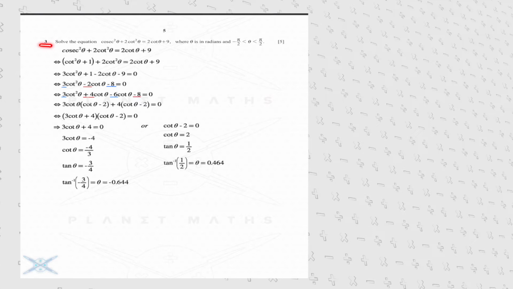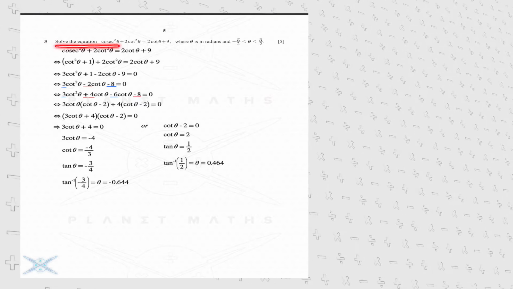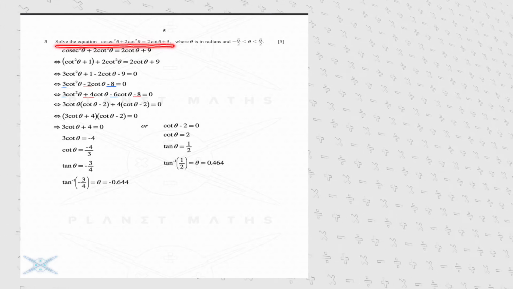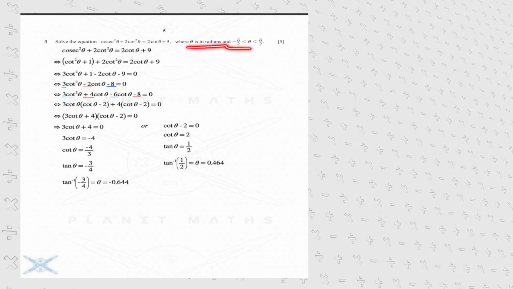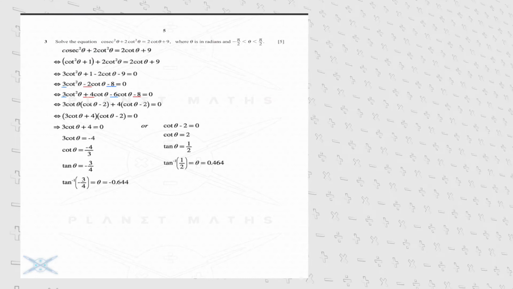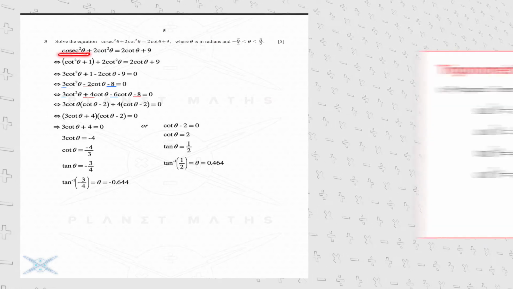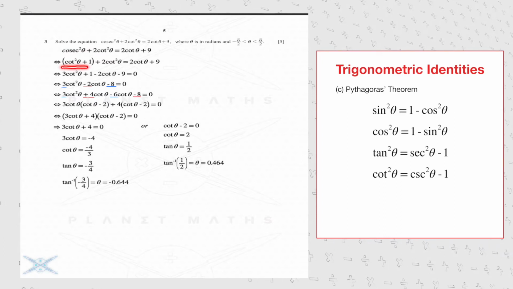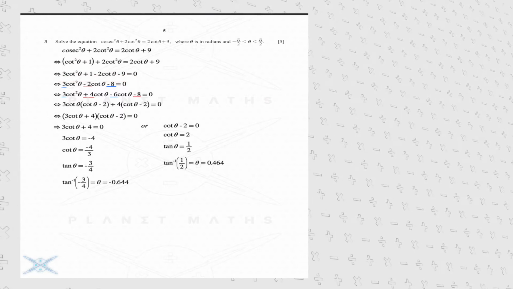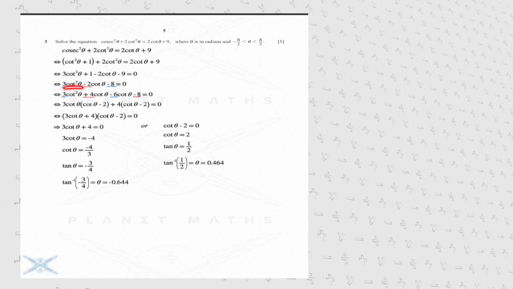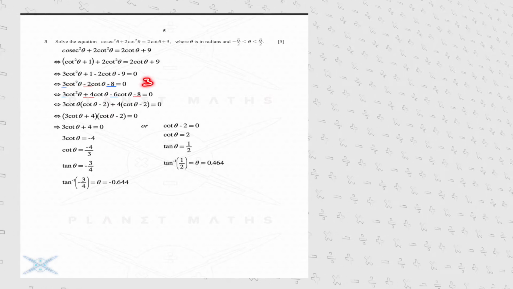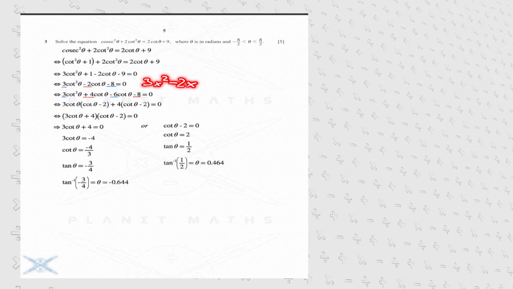Next on to part 3 of this exam paper, where we are supposed to solve the equation cosecant squared theta plus cotangent squared theta equals cotangent theta plus 9, where theta is in radians and within the interval of -pi/2 and +pi/2 excluded. In step 1 we are employing trigonometric identities to transform the expression cosec squared theta to cotangent squared theta plus 1. From there we simplify our equation and rearrange it for 0. Next we should be able to see that we are dealing with a biquadratic function, since we can imagine cotangent theta to be substituted by x, so our equation would then accordingly look like this.